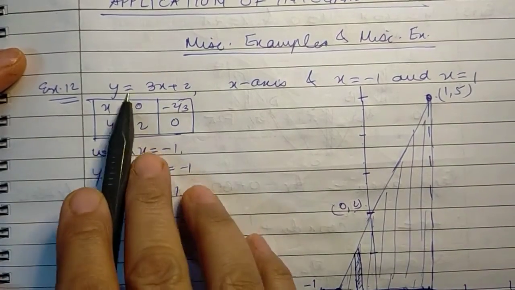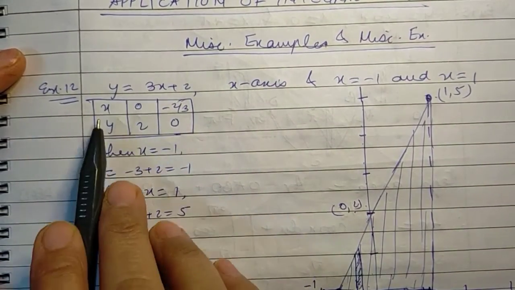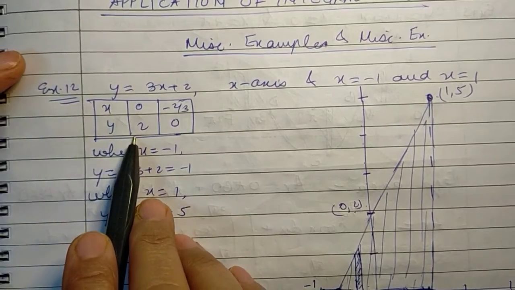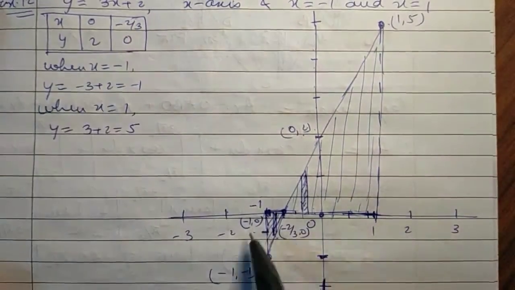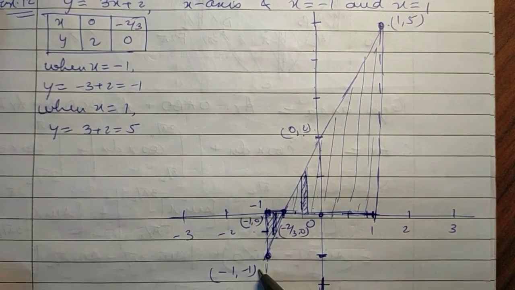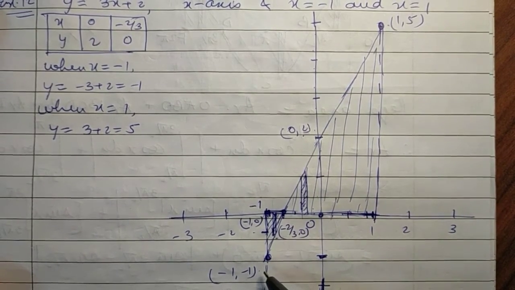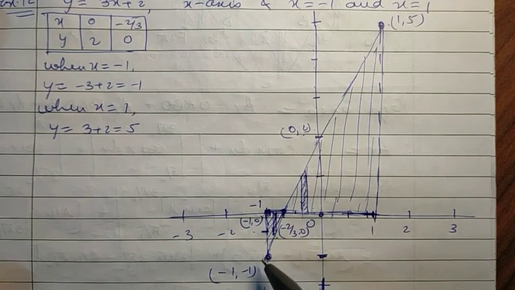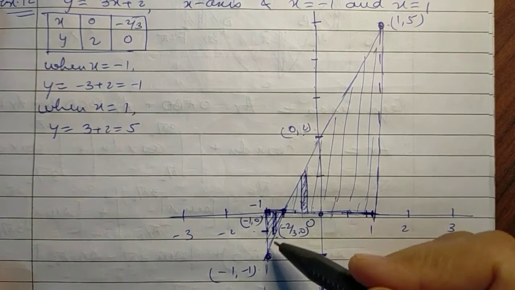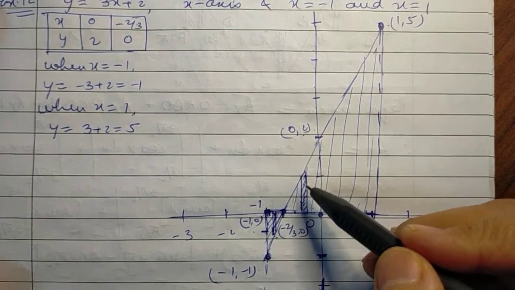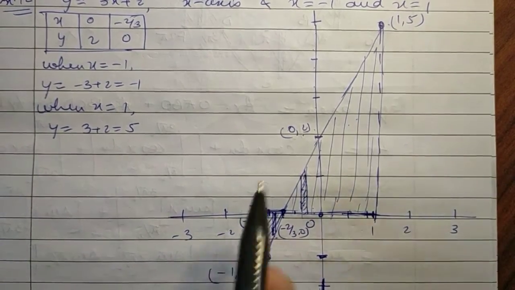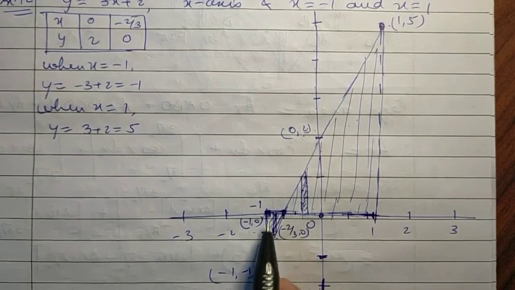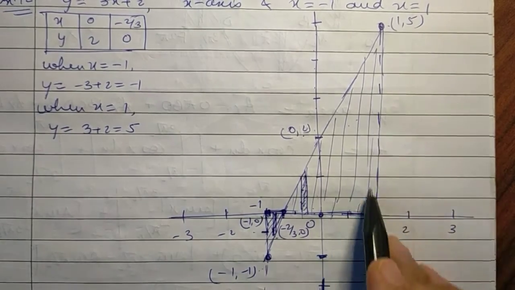So when we plot this curve, it's a straight line. We just put when x is 0, y is 2, and when y is 0, x is -2/3. So let's plot this line. We see some portion of the line is on the negative side of the y-axis, that is actually in the third quadrant, and the remaining portion, some is in the second quadrant and some is in the first quadrant. Now, we have to find the area between the lines x equal to -1 and x equal to 1.